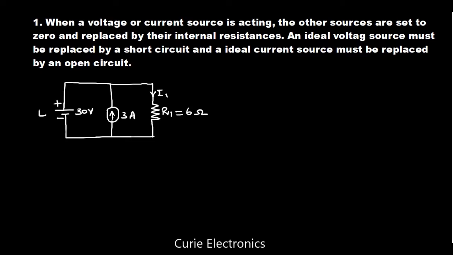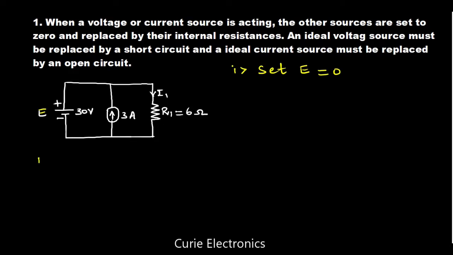So here what we will consider? First what we will do, we will set E, the voltage source, equal to 0. So that means current source is the active source. So this voltage source we have to replace by its internal resistance. For an ideal voltage source, internal resistance equal to short circuit. We have to replace it by a short circuit.